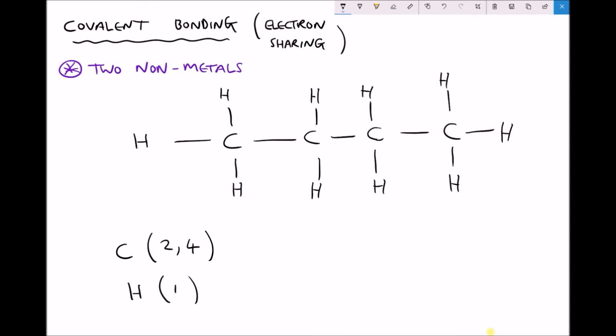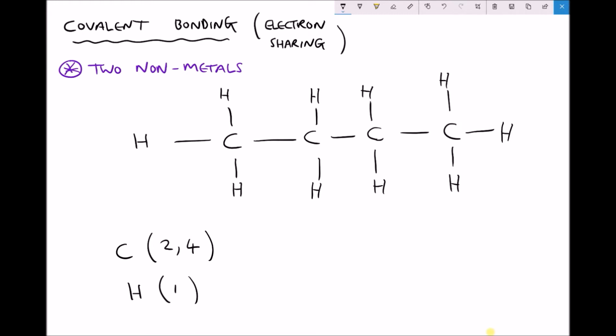So we know that carbon has the electron configuration 2, 4, and we know that hydrogen just has the electron configuration 1. We know that the hydrogen, in order to have a complete outer shell, needs to gain or share 1 electron. And we know that carbon, in order to have a complete outer shell, needs to gain or share 4 electrons. And this is why we see each carbon bonded to 4 other atoms.